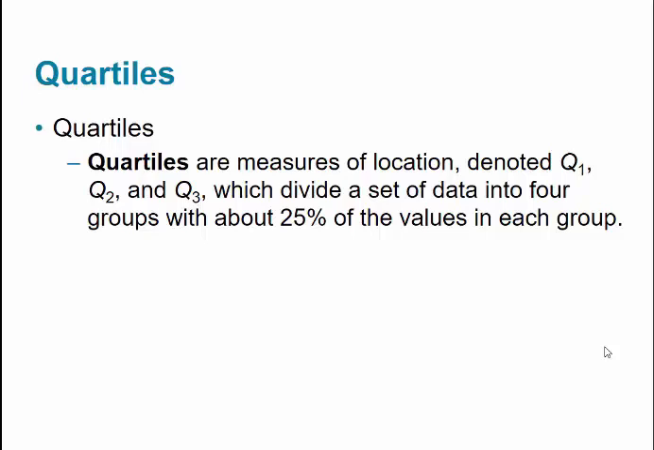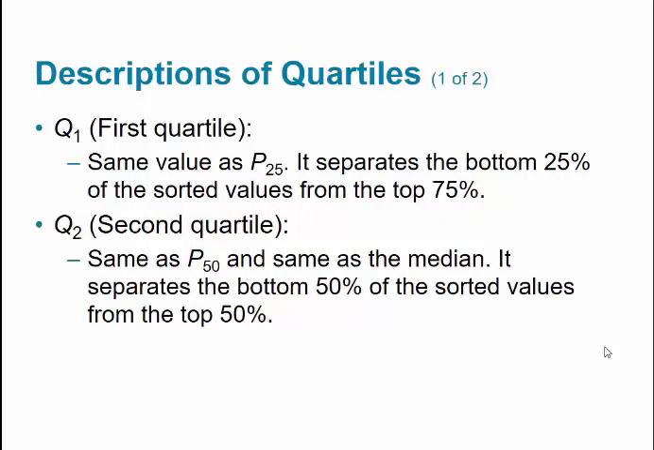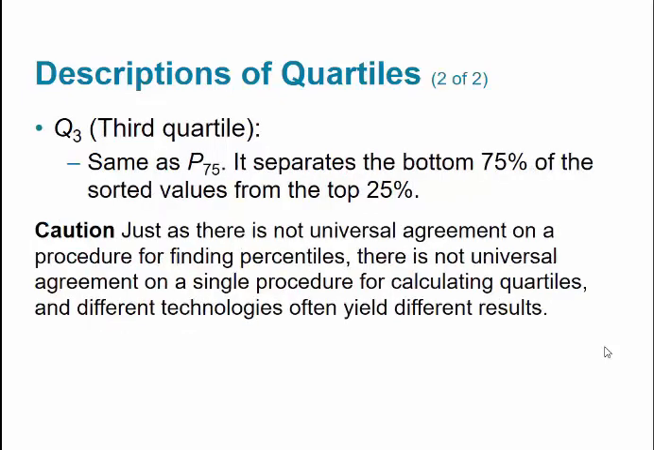Next thing is quartiles. Quartiles are measures of location, denoted by Q1, Q2, and Q3. Q2 is simply the median, and this divides the data set into 4 groups, 25% each. So, again, you get Q1, Q2, and Q3, so you get 4 slices of the data set. Quartiles come into play when we calculate the 5-number summary. The first quartile is the same as the 25th percentile. Second quartile is the same as the median. Third quartile is the 75th percentile. Now, just as there's no universal agreement on the procedure for finding percentiles, there's not a universal agreement for a single procedure for calculating quartiles, and different technologies often yield different results. That happens, and you're going to see that when I show you something in Excel in a few minutes.